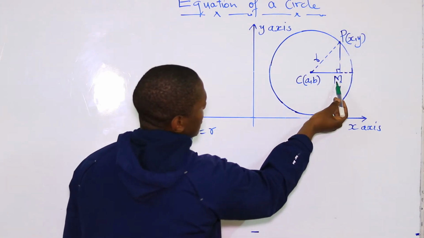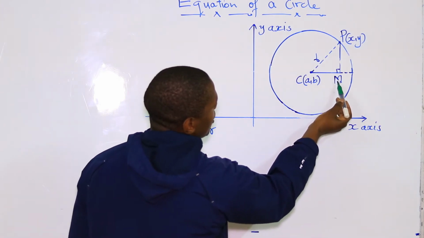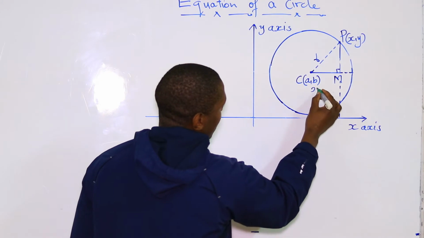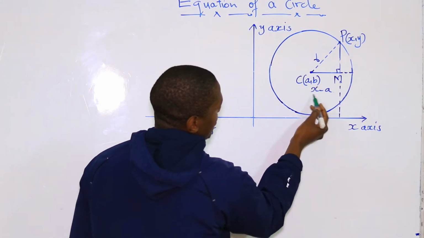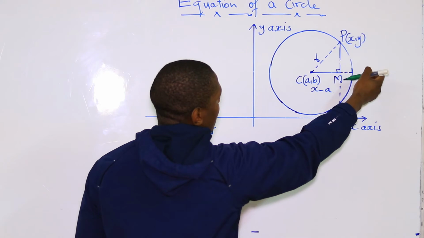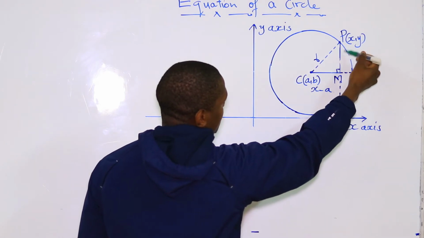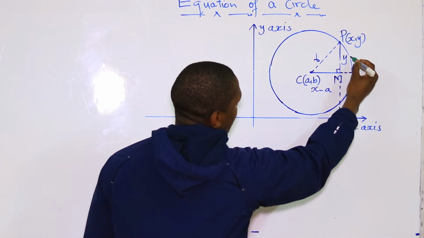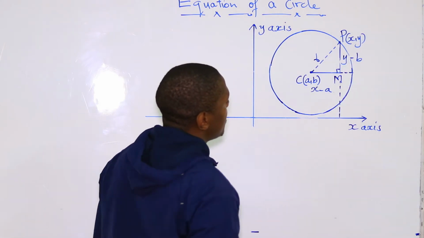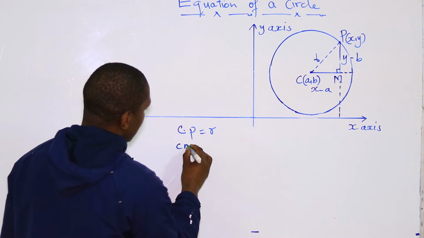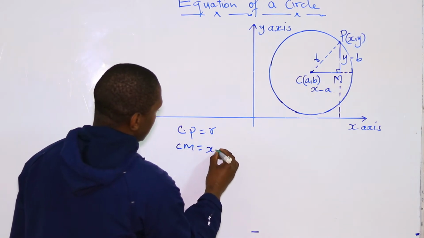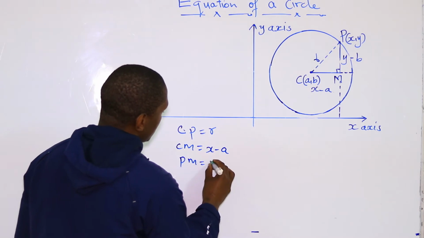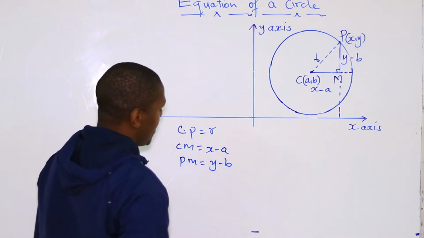So what is our CM? Our CM is the change in x. So that will be x minus a. So x minus a is our CM. PM is the change in y. This is the height of the right angled triangle CMP. So this will be y minus b. So our CM is equal to x minus a, and our PM is equal to y minus b.